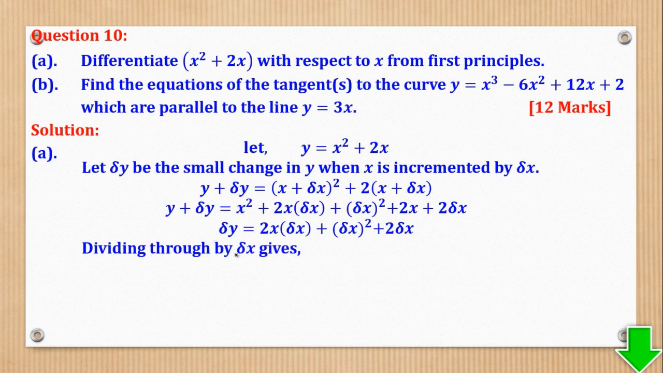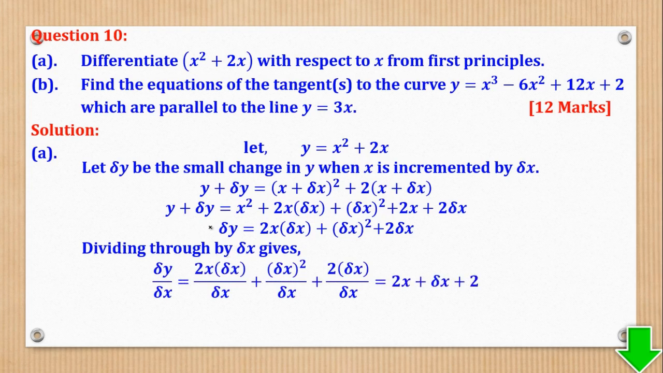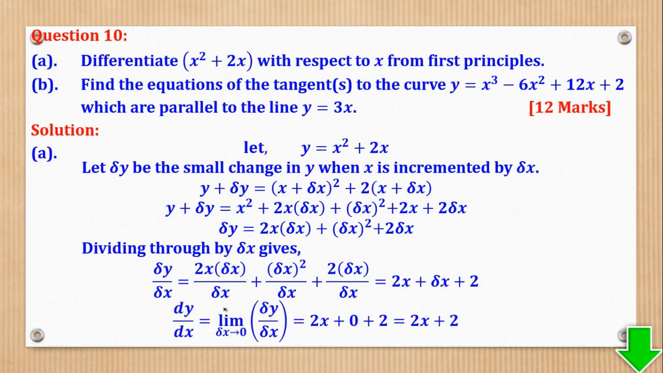Then dividing through by small change in x, I'll come up with this. So this one cancels to remain with 2x. This one squared cancels to remain with small change in x. This one cancels to remain with 2. Therefore, dy/dx will be the limit of small change in y over small change in x, for small change in x tending to 0. So this means that where there is small change in x, I'll put there 0 to remain with 2x plus 2 as the answer they wanted.